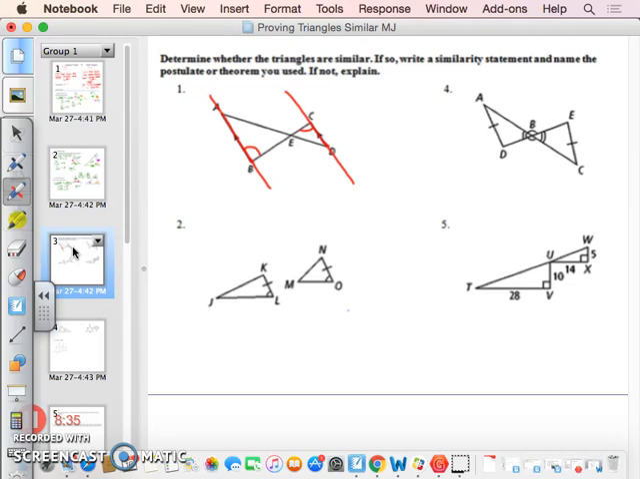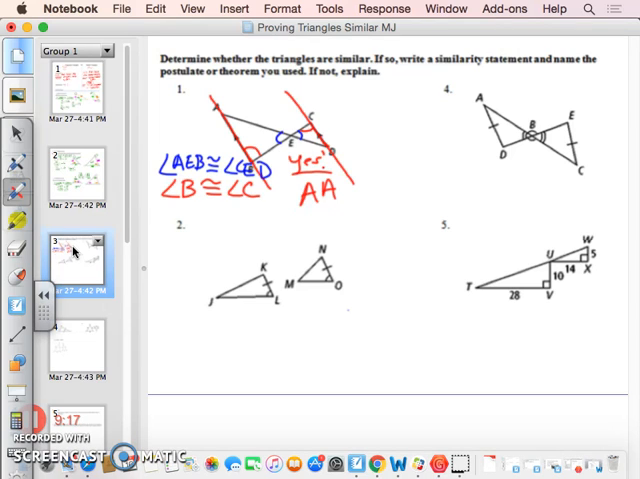And what else can I say about this? Well, I can say that these are a pair of vertical angles right here. And so I know that vertical angles are also congruent. And so because I have angle AEB is congruent to angle CED, and that I know that angle B is congruent to angle C, I can say for certain that this is angle angle. So yes, these are similar.